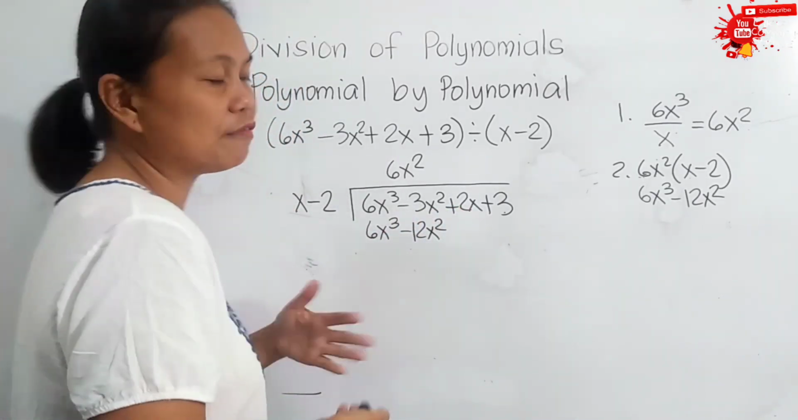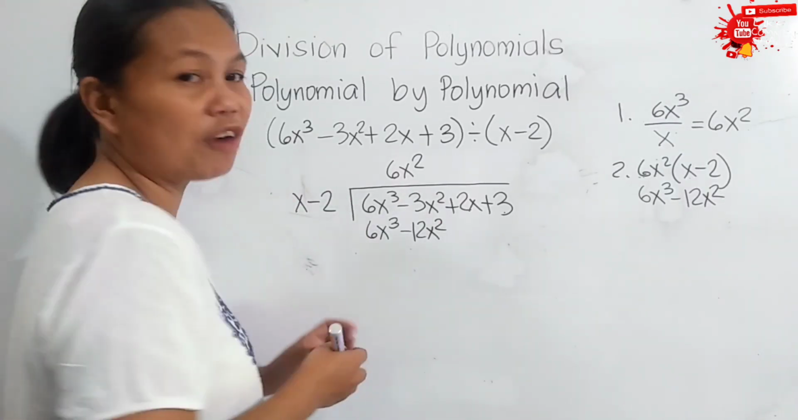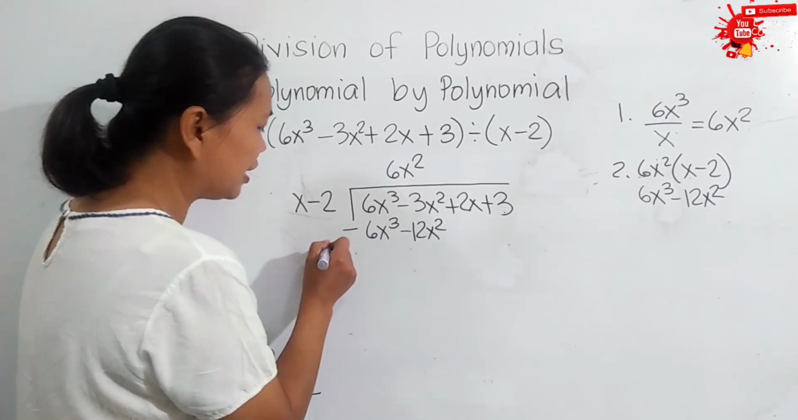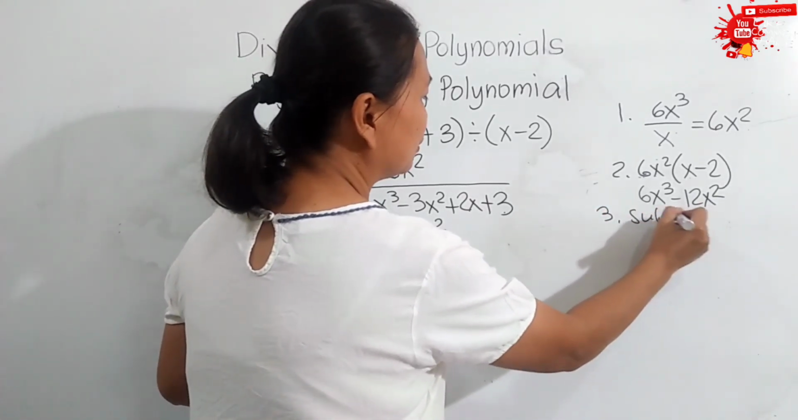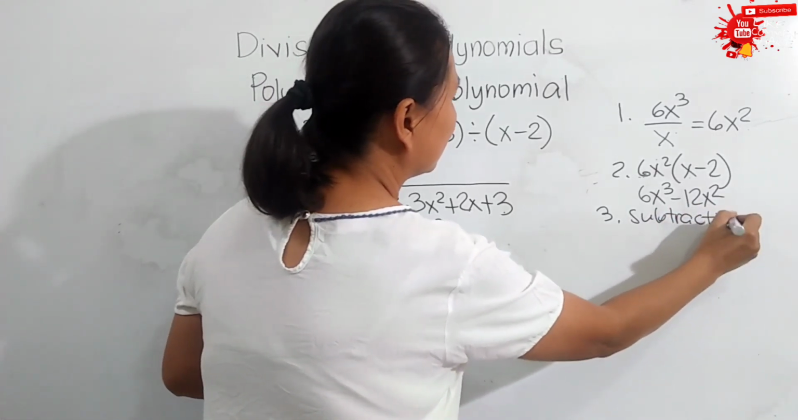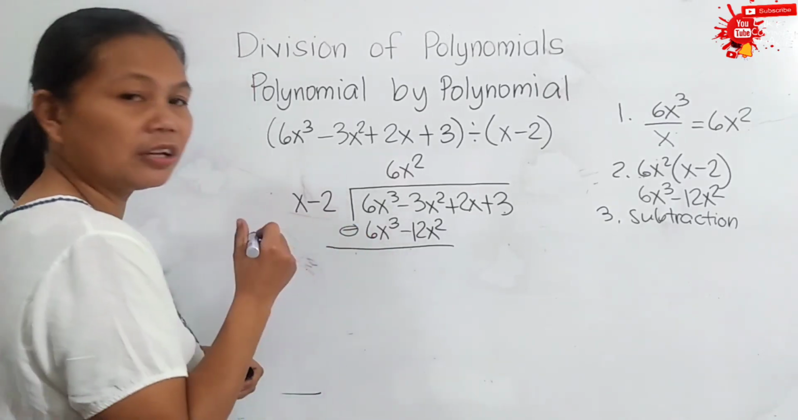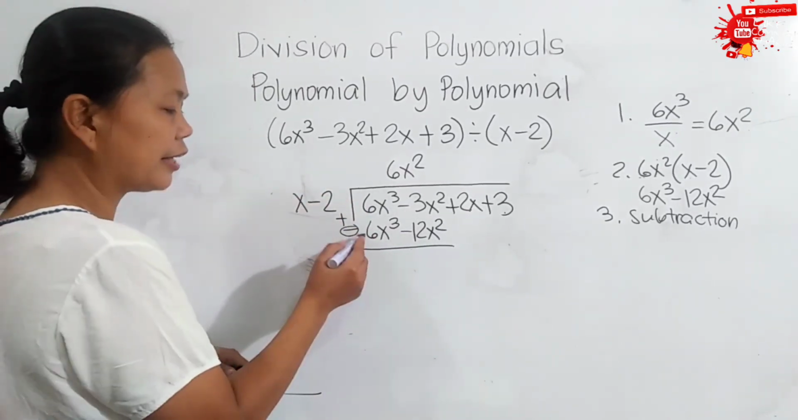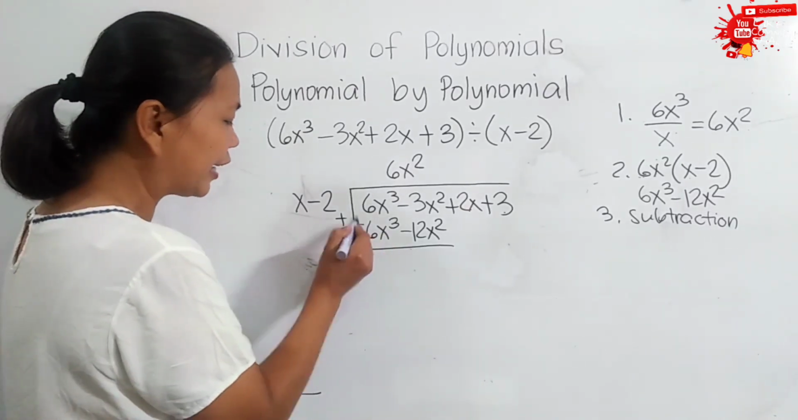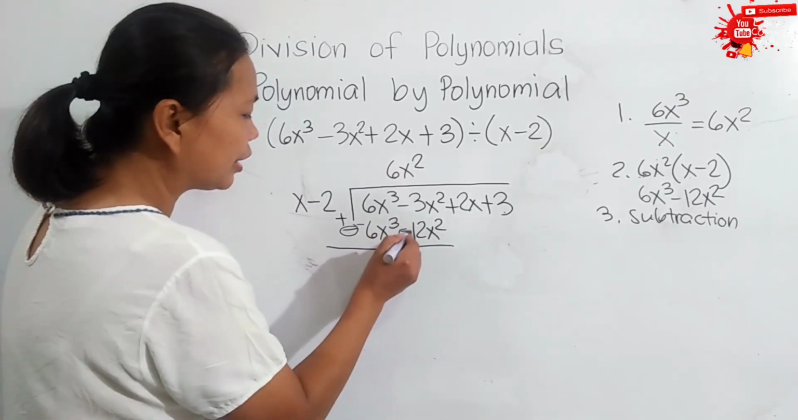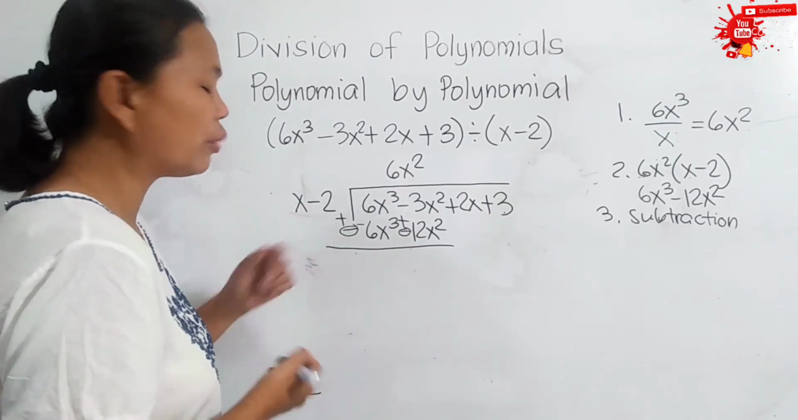Now, just like in the division of whole number, subtraction is included in the process of division. So we will subtract this. Okay, so the next step is subtraction. Okay, now for subtraction, we have to change the operation to addition, then get the opposite sign of the subtrahend. So from 6x cubed to negative 6x cubed, negative 12x squared to positive 12x squared. Then we proceed to addition.